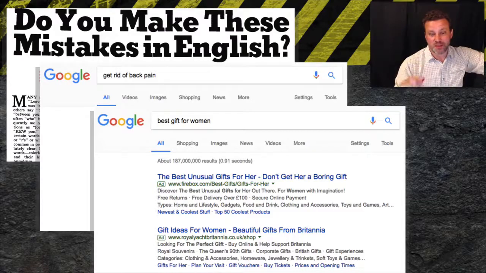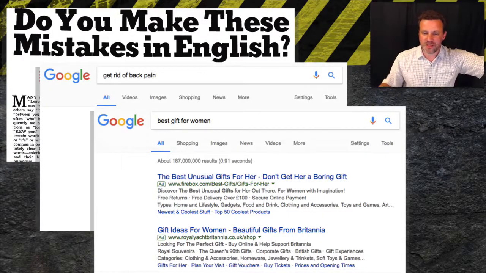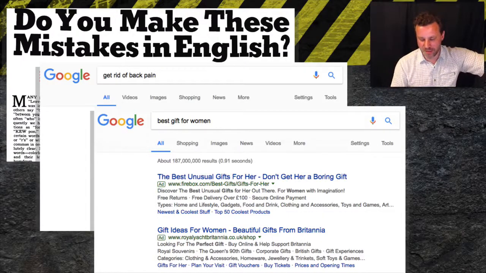And then we've got an ad saying the best unusual gifts for her. And it's good when these pay-per-click ads use the same language as what I've just typed in, right? So it's using best gift and for her, which is great, and it's adding unusual. And also a little bit of fear in this one, a little bit of watch out, don't get her a boring gift, which I quite like. And then the one below, gift ideas for women, is a bit vague. But if you're in the gift ideas market, then maybe that's okay.